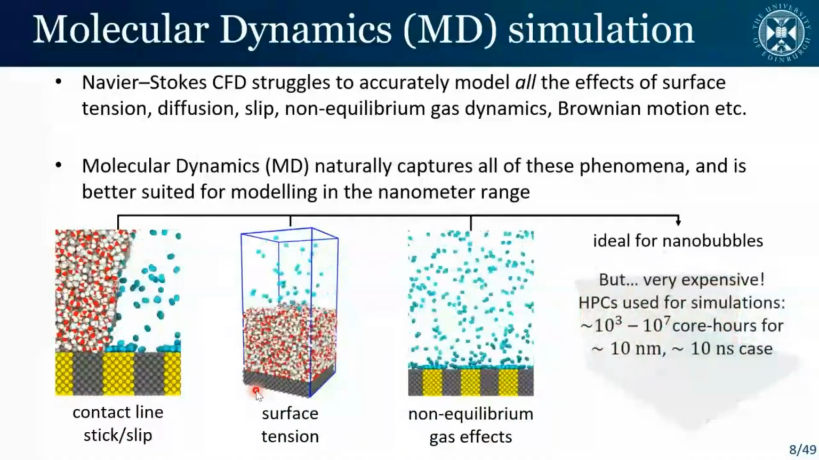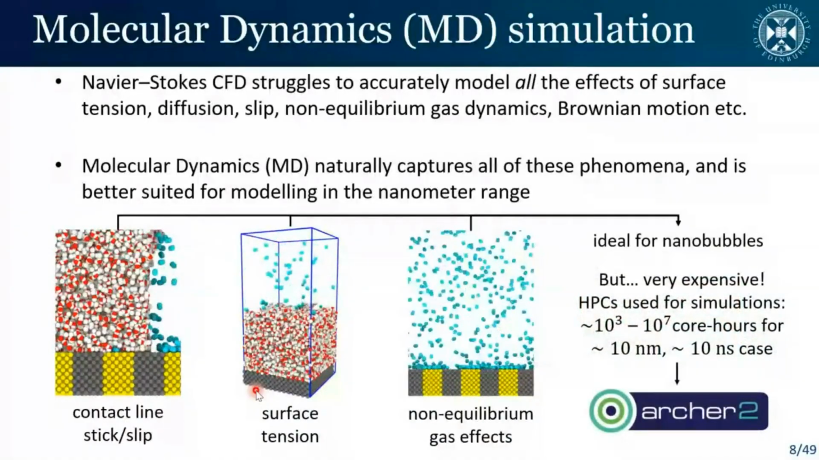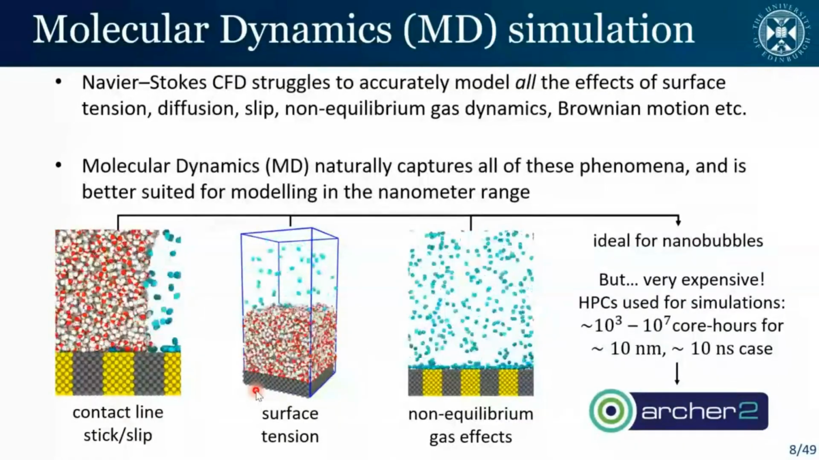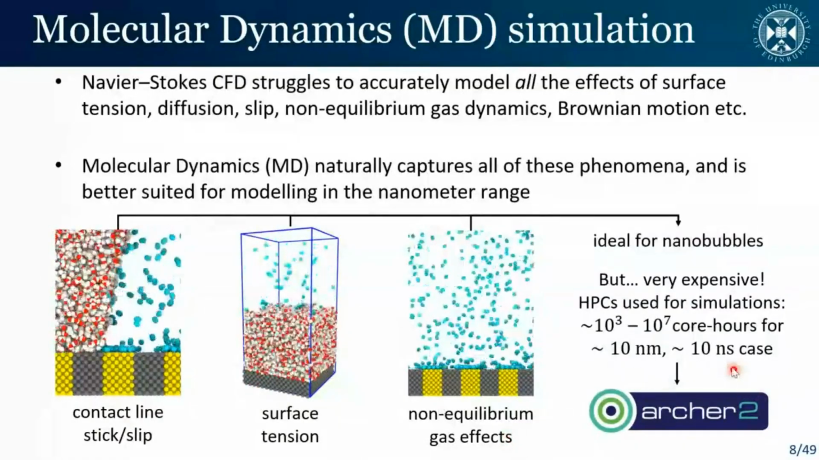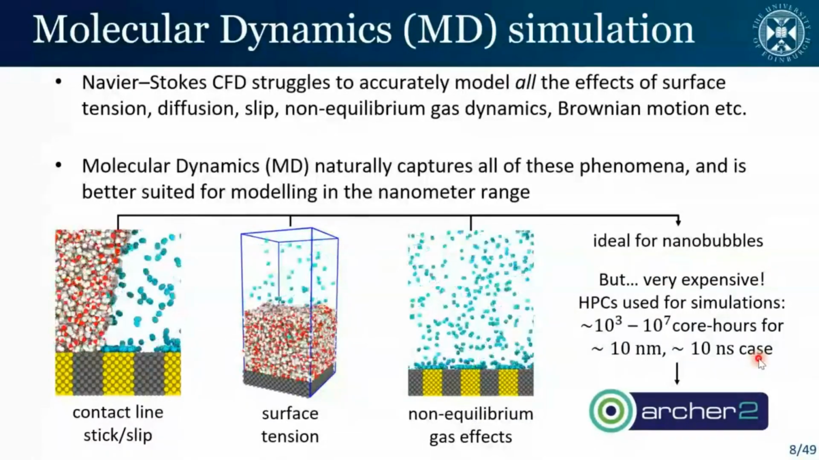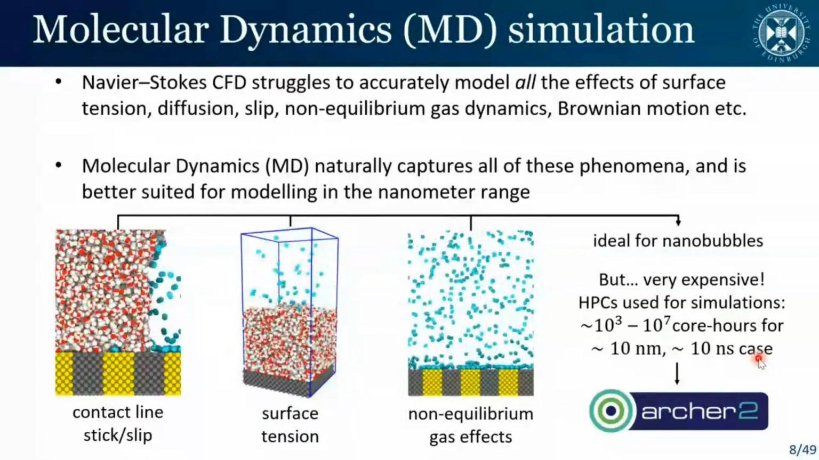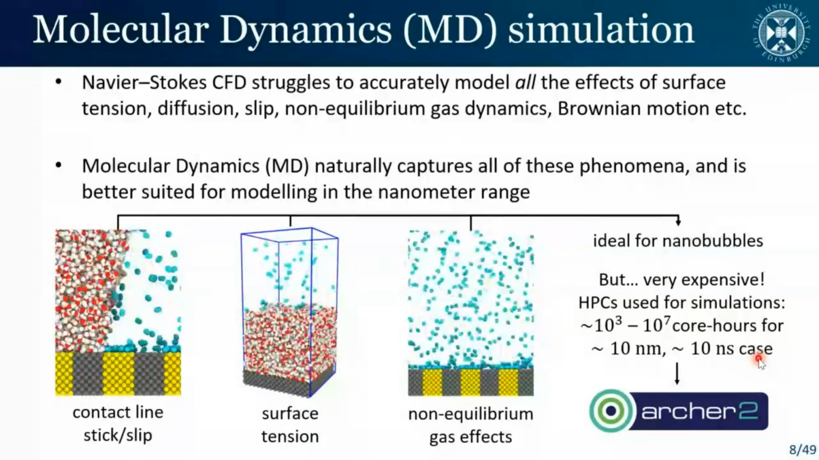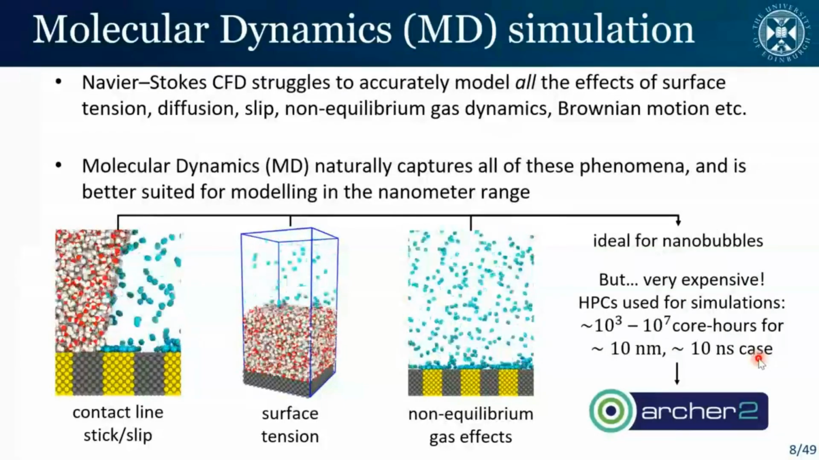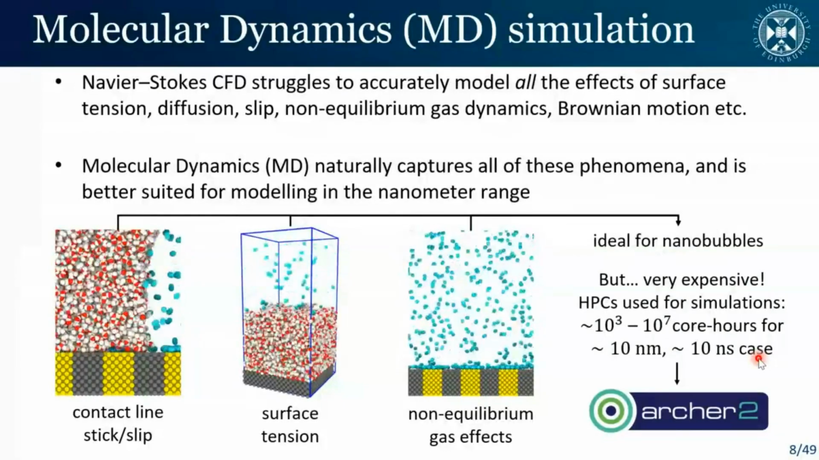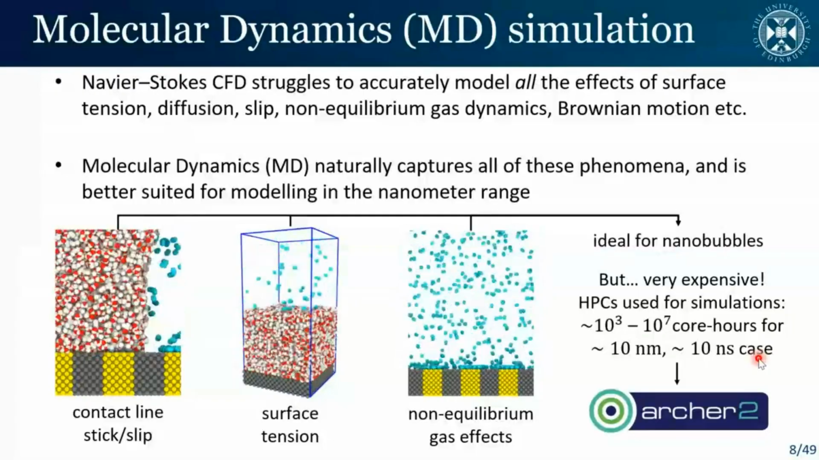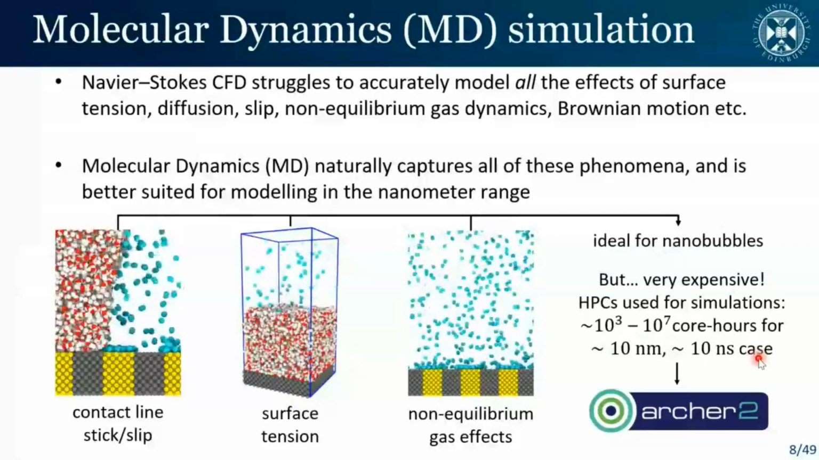However, the caveat is that MD is a very expensive simulation tool, and we really are reliant on using HPCs for simulations. And as you can see, these size scales and time scales are extremely small. We are very reliant on using HPCs like ARCHER2, which I'm very grateful that most of these simulations today are run on. But we also have to be very strategic about what we're modeling and how we can use that understanding to scale it up to more experimentally relevant conditions.